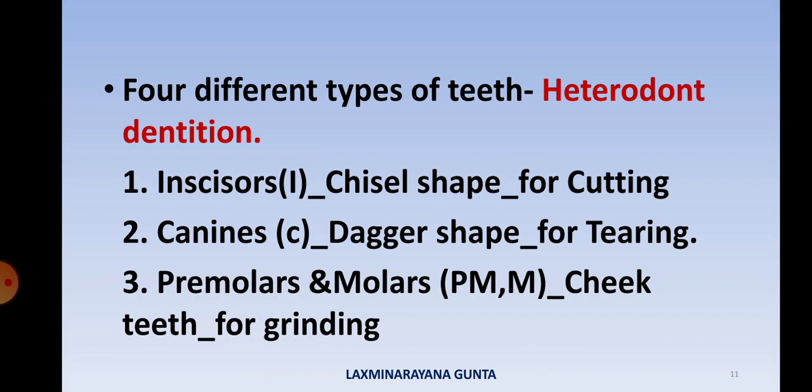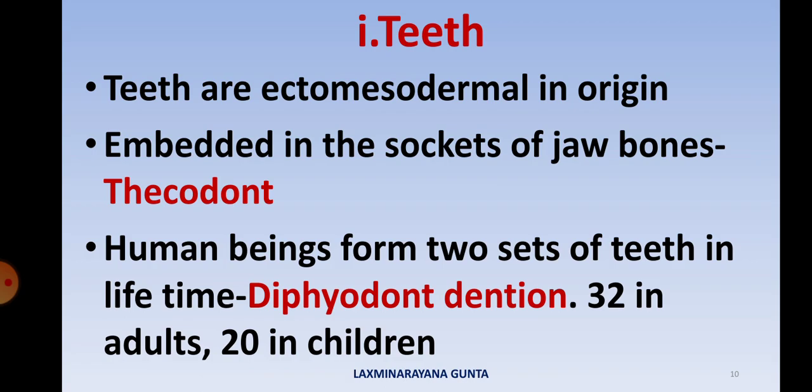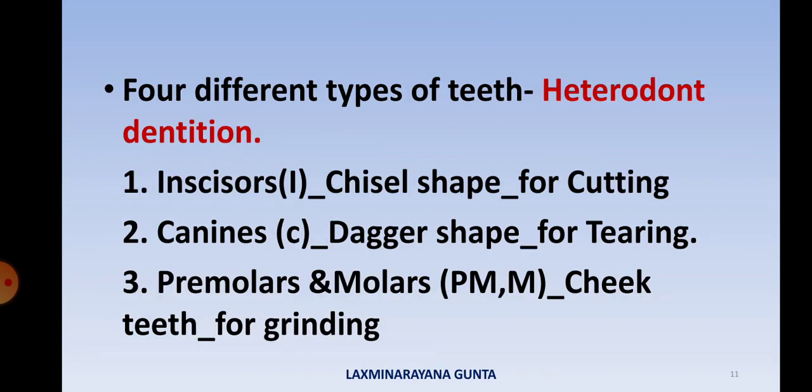And there are four different types of teeth in the human buccal cavity. That's why human teeth are also called heterodont teeth. Human teeth are called thecodont teeth because they are embedded in the sockets of the jawbone. Human teeth are also called diphyodont teeth because there are two sets of teeth, and heterodont because there are four different types of teeth.